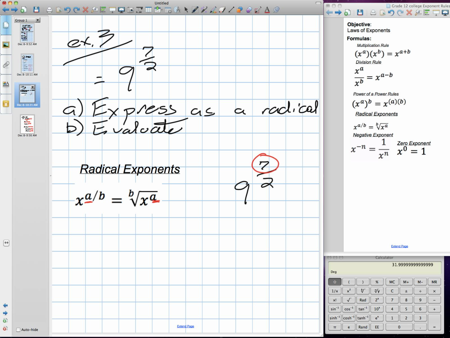Our B variable is what? What is it? 2. Good. B is equal to 2. And what is our X variable? Only one number left. It's got to be 9. X is 9. Good. So when we go to express it as a radical, that's the right side of this equation here. We use our B, which is 2. Then the radical symbol. X is still our base, which is 9 to the power of 7. So that's part A right there, expressing a number as a radical.